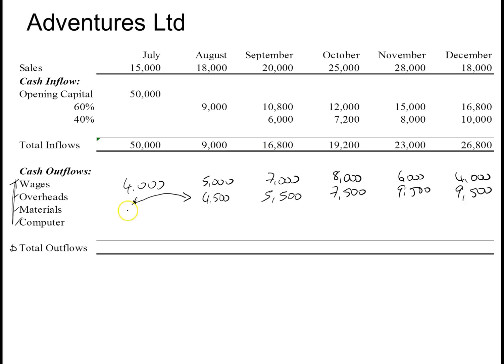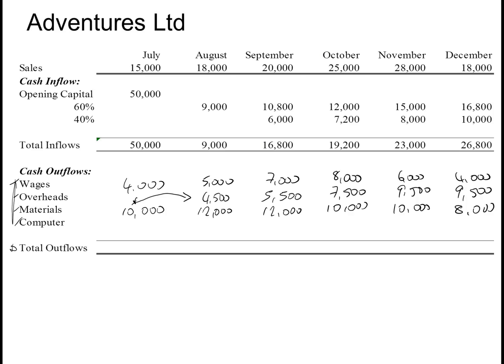So the materials, 10,000 is paid in July for May's figure, 12,000 is paid in August, 12,000 is paid in September, 10,000 in October, 10,000 in November, and 8,000 in December.